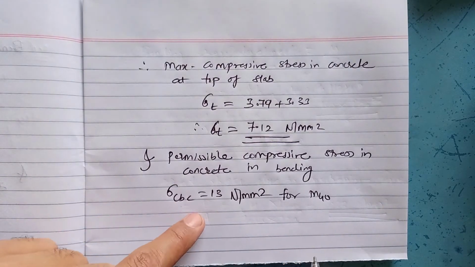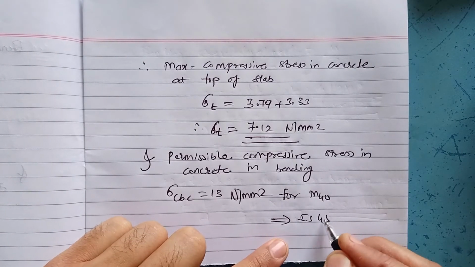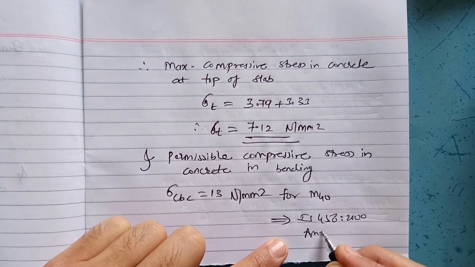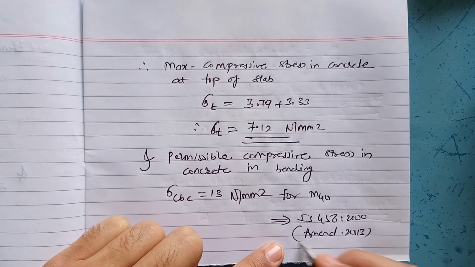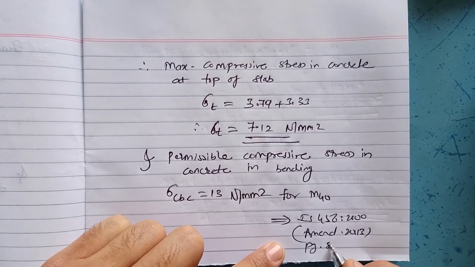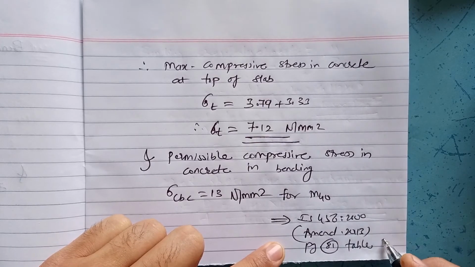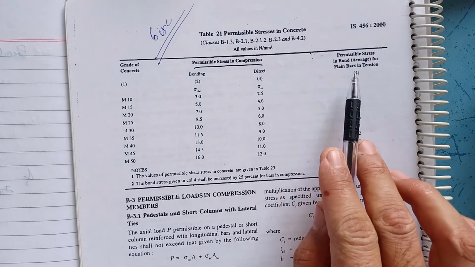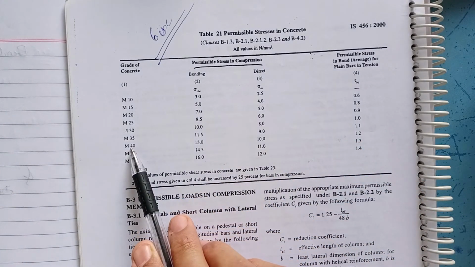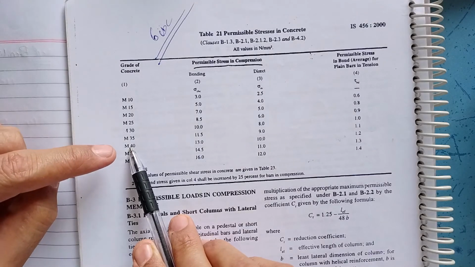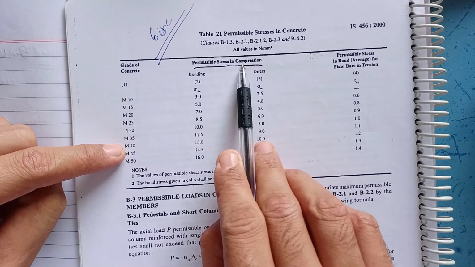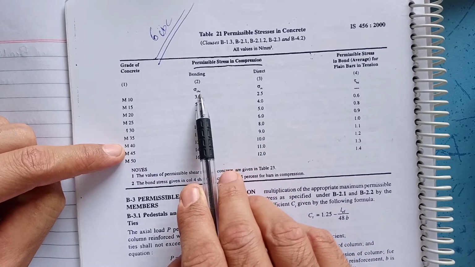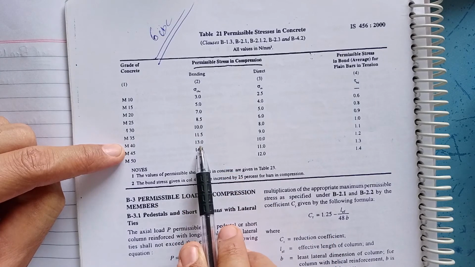Now, from where have we taken this value? We have taken this from IS 456 amendment 2013, page 81, table 21. Referring to the IS code IS 456-2000, for M40 grade of concrete, the permissible stress in compression, sigma CBC, due to bending is 13.